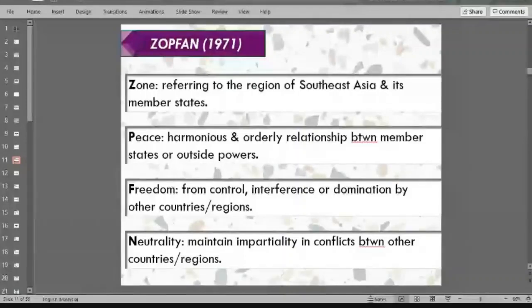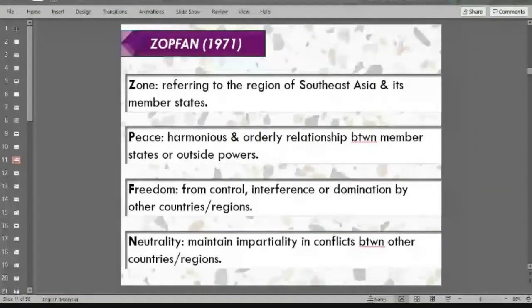Right? And then for freedom, meaning that the aim of ZOPFAN is to ensure that ASEAN and the region of Southeast Asia as well remains free from control, interference, or domination by other countries or other regions, especially the major powers or the superpowers at the time, like the US and the Soviet Union. Okay. And again, as mentioned, it is influenced by the Cold War.